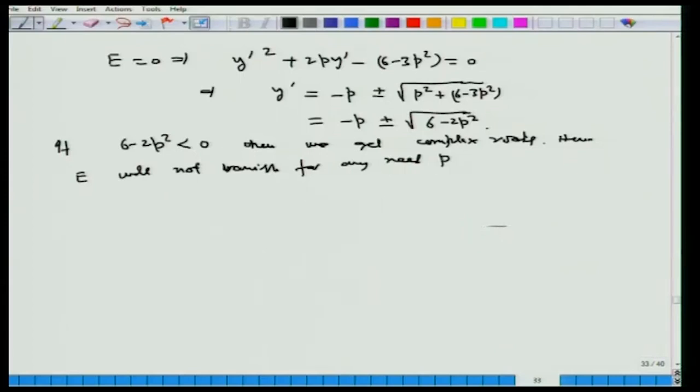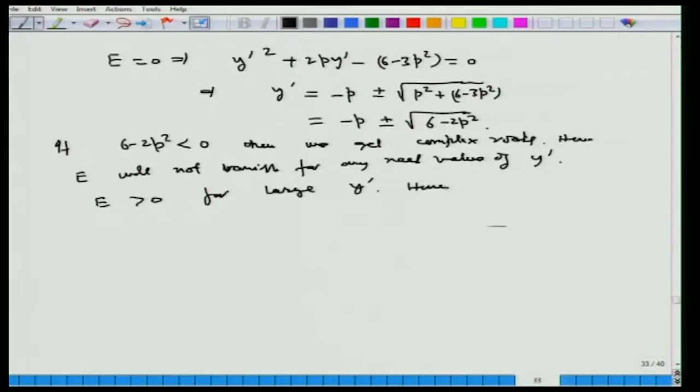So, this E is positive for large y prime, for any real value of y prime. For large y prime, E is positive, because we can see that y prime square is the dominating term here, and if y prime is large, y prime square will decide the sign of E. And so, for large values of y prime, E will be positive.